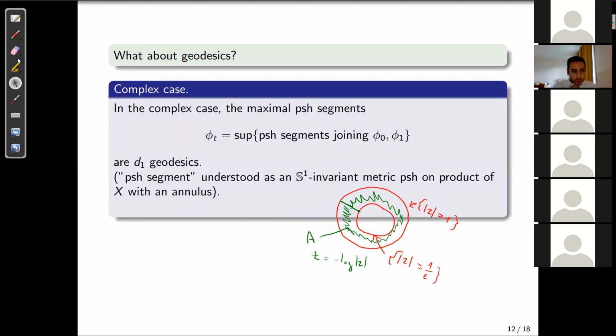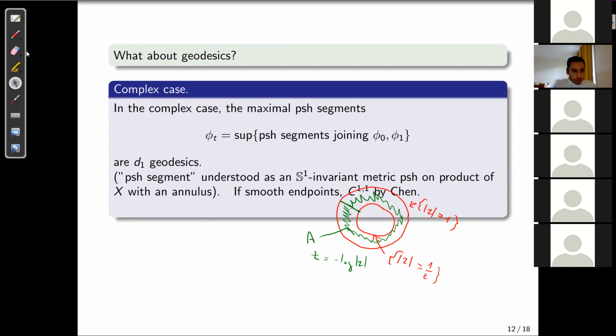And so you take this kind of envelope of all segments joining our two boundary metrics, or two endpoint metrics. And this is going to be a geodesic for D1. And in fact, this is going to be a geodesic for all the DP distances. In the D1 case, it is not the unique geodesic, although it is sort of distinguished.